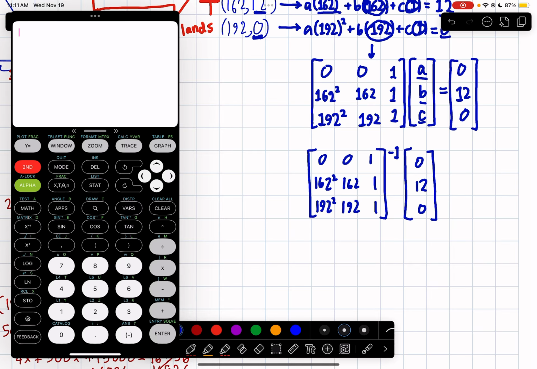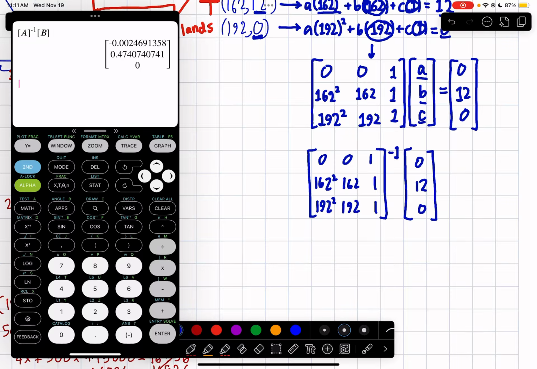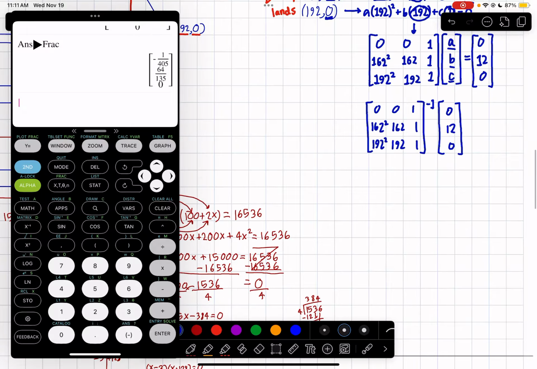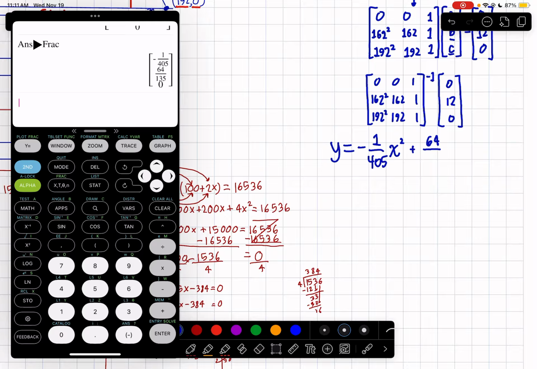Now I'm going to go second matrix A inverse times second matrix B, and I get that crazy number, but I'm going to go math, enter, enter, and that's still kind of weird, but it's not so bad. So I've got y equals my a value, which is negative 1 over 405 x squared, plus 64 over 135 x, technically plus 0.